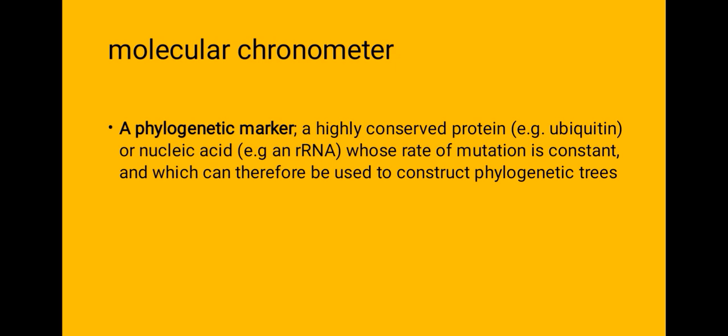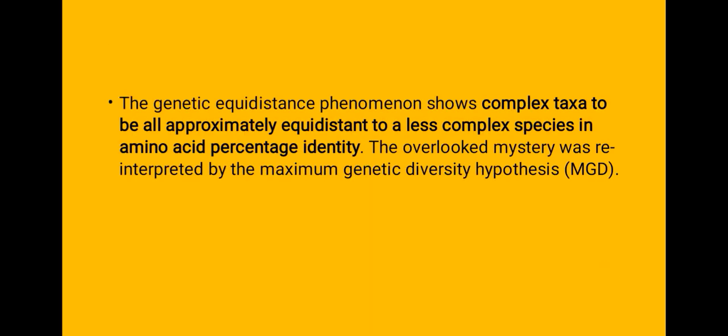Then molecular chronometer, a phylogenetic marker, a highly conserved protein such as ubiquitin, or a nucleic acid such as rRNA, whose rate of mutation is constant and which can therefore be used to construct phylogenetic trees. Then genetic equidistance.